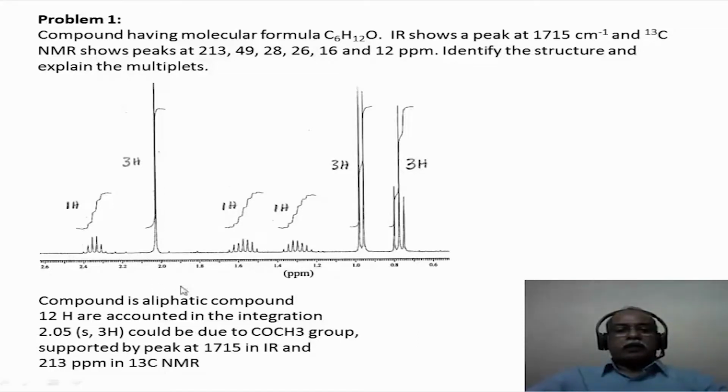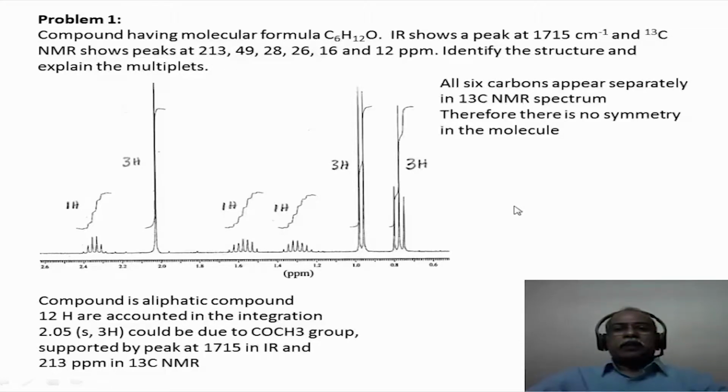Now there is a signal at 2.05, which is a singlet of 3 hydrogen intensity. Because it is an aliphatic compound, we can conclude that it is a COCH3 kind of group, which is further supported by the carbonyl peak at 1715, a saturated carbonyl compound peak, and also the peak at 213, which corresponds to the carbonyl region in the carbon-13 NMR spectrum of this compound.